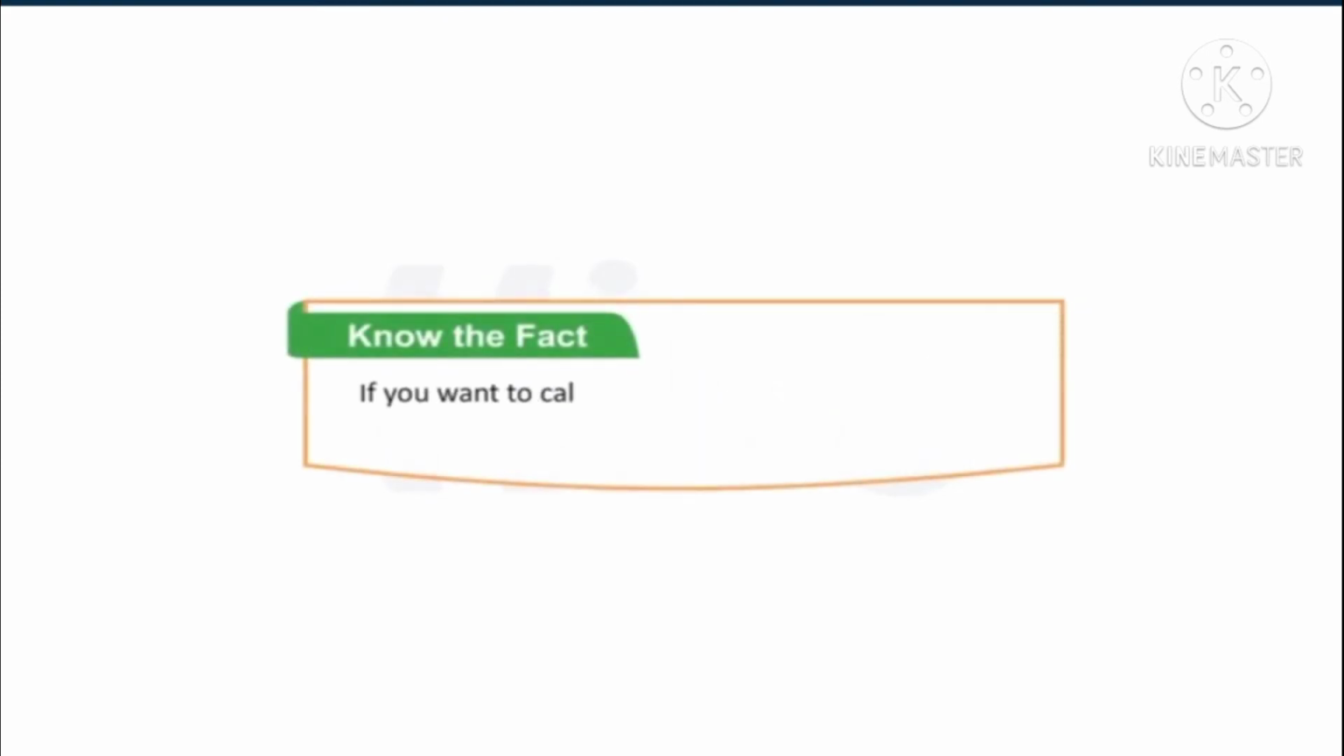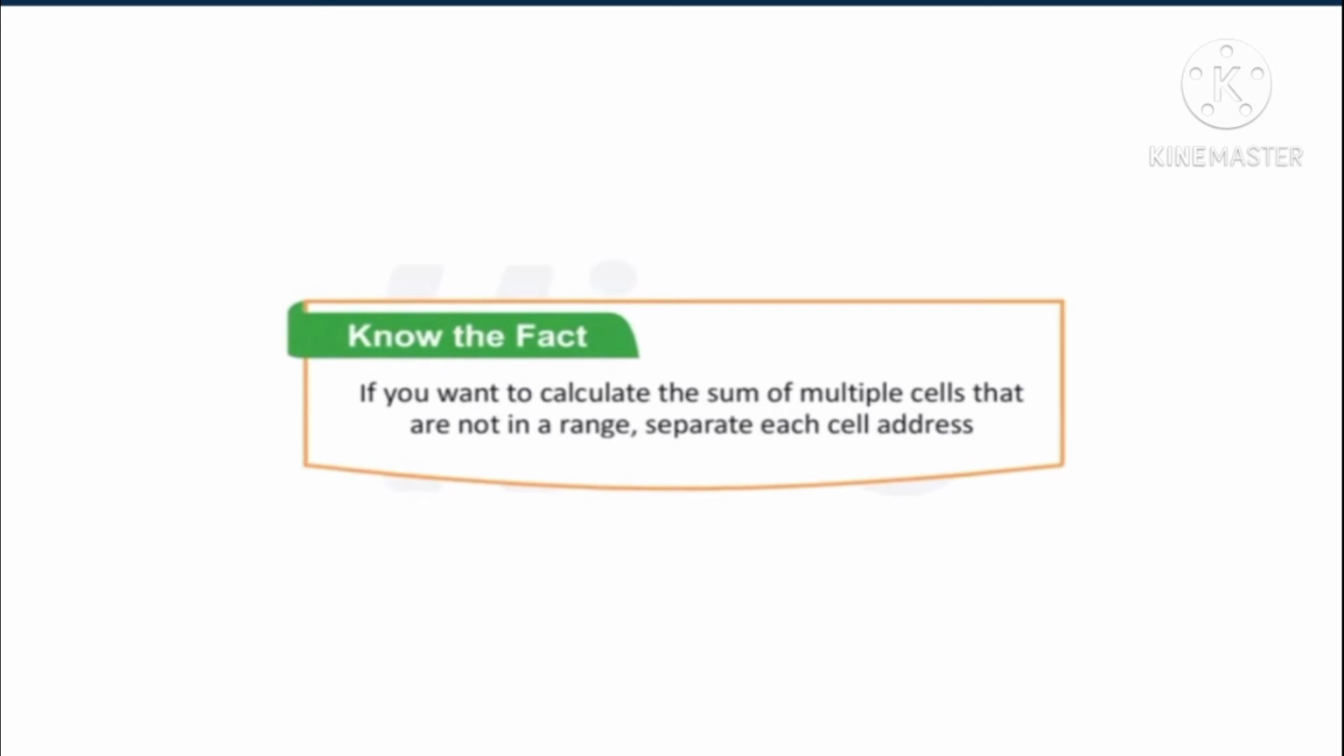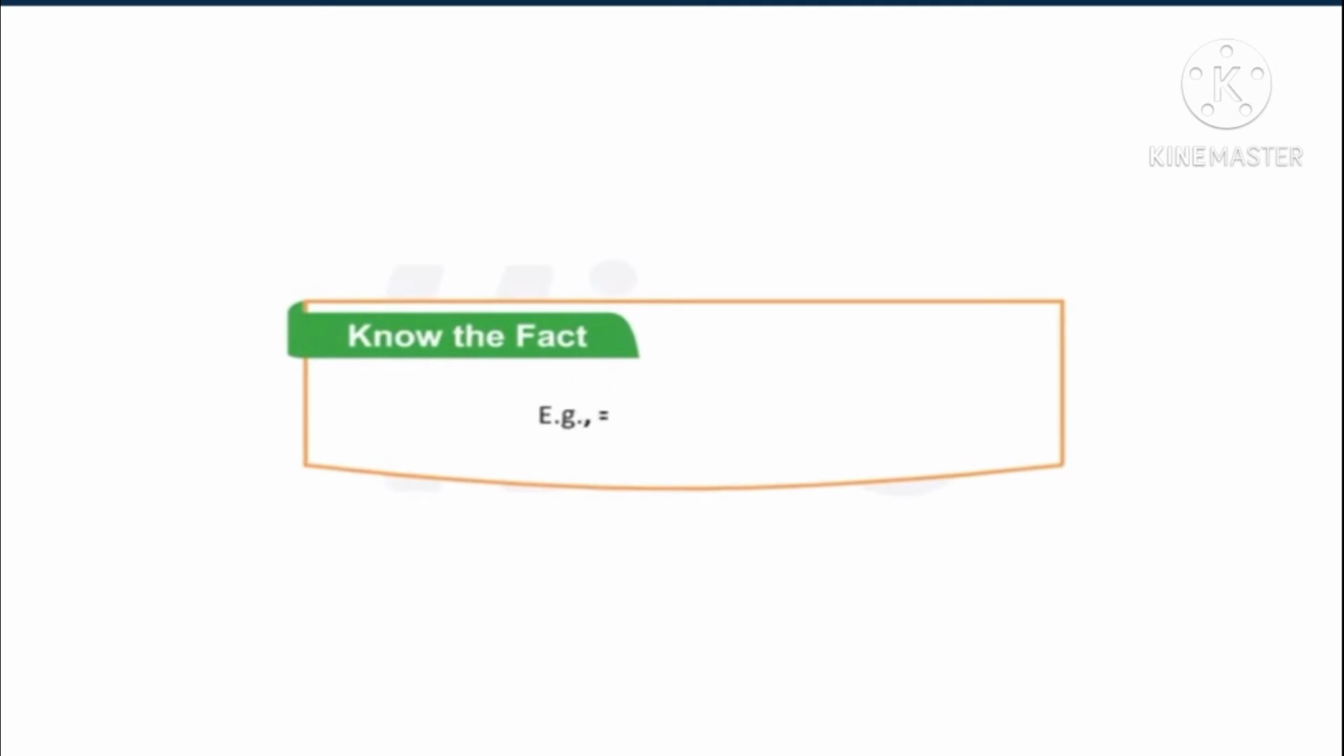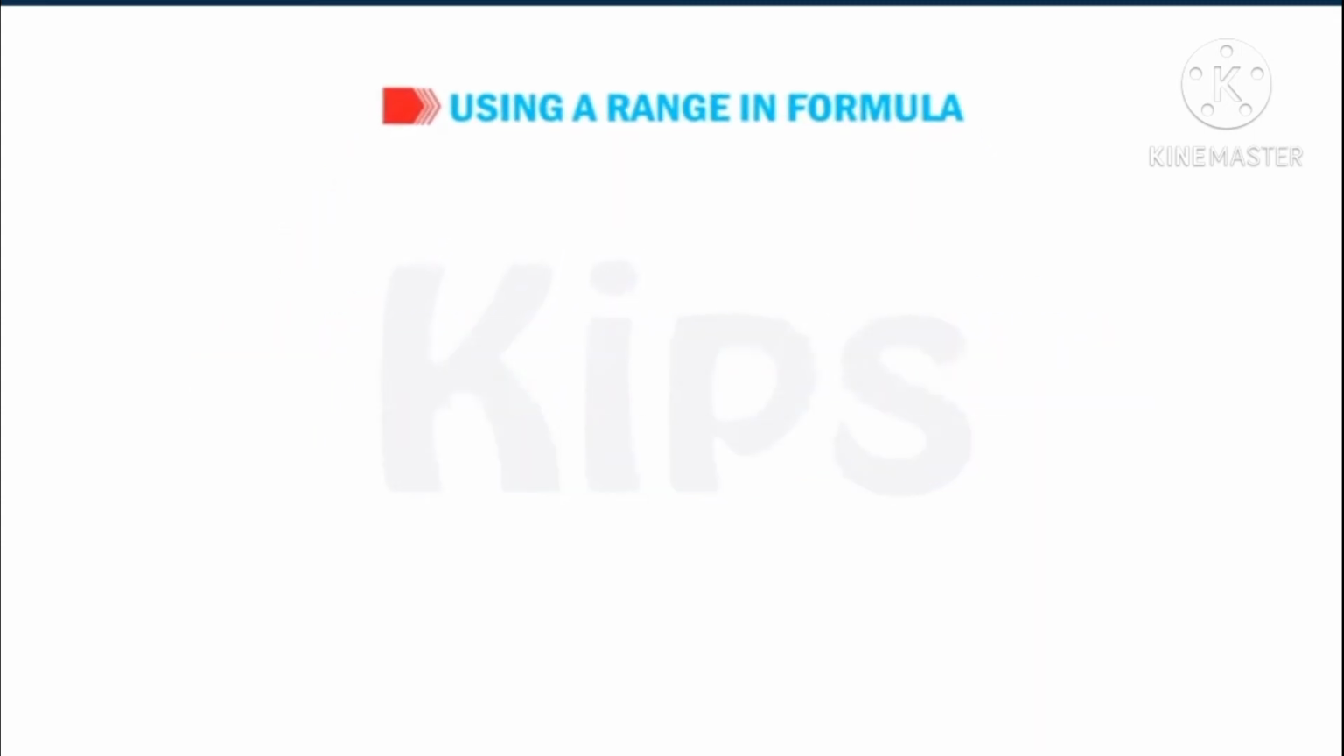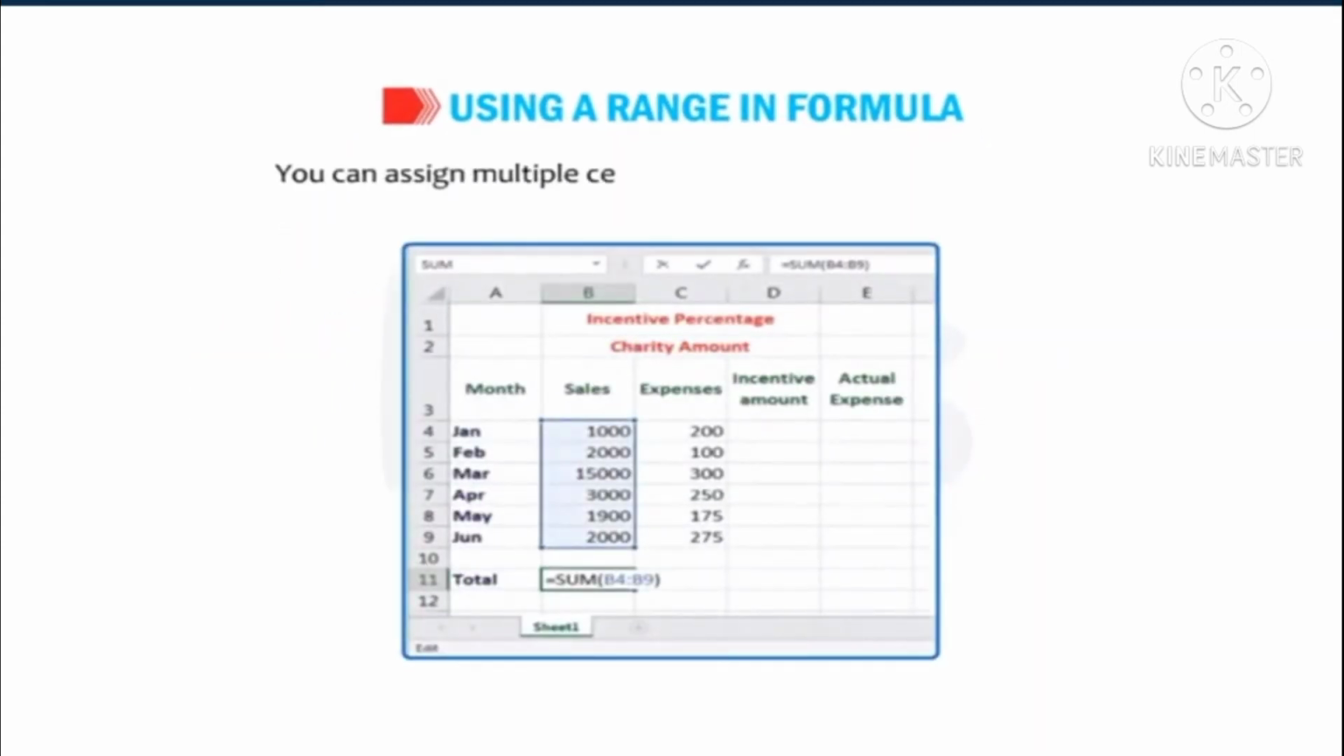Know the fact: if you want to calculate the sum of multiple cells that are not in a range, separate each cell address by a comma. For example, equal SUM bracket C4 comma C6 comma C8. Using a range in this formula, you can assign multiple cells to a formula by creating a range. Using a range, you can save a lot of time.